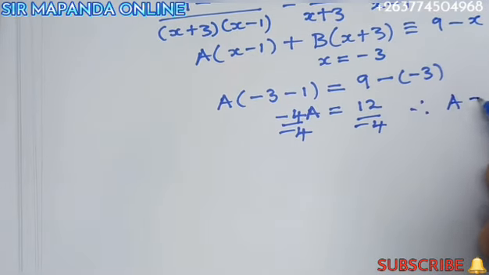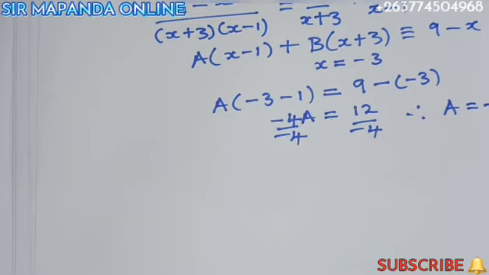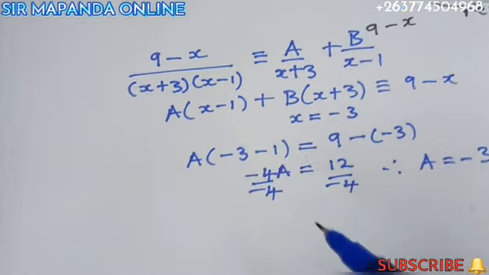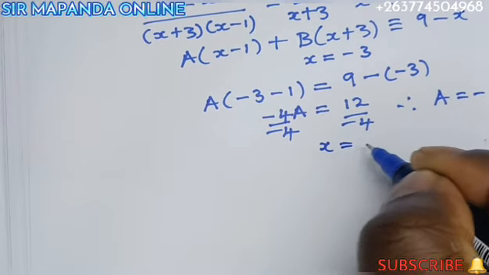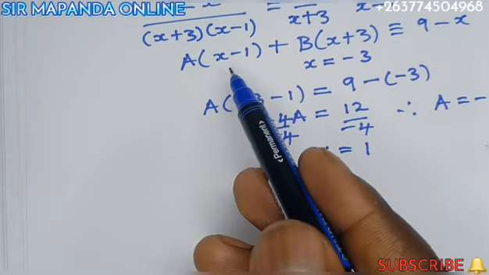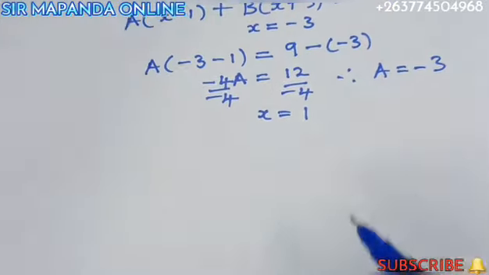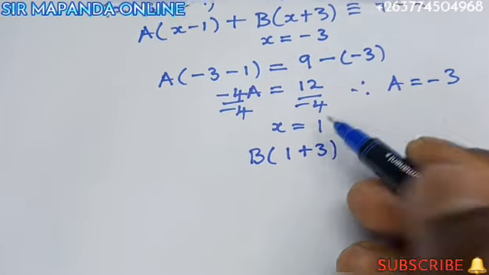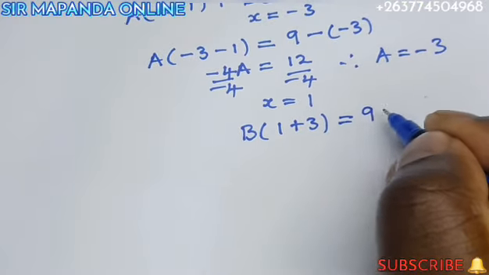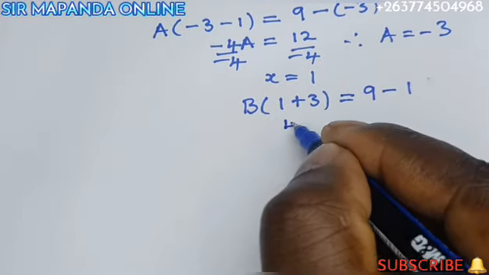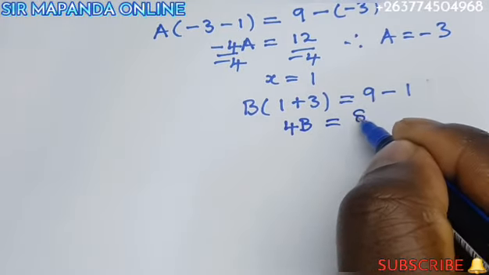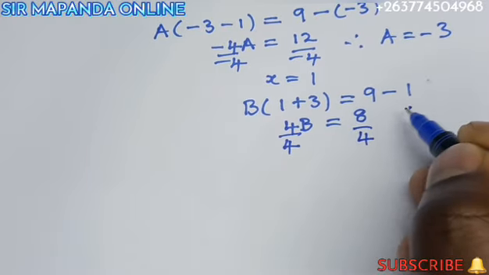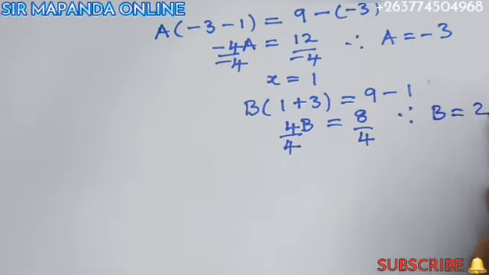Therefore, a is equal to minus 3. Then to find b, you eliminate the bracket of x using 1. So you are saying when x is equal to 1, the bracket of a becomes 0, so as to find b. So you'll have b, open bracket, 1 plus 3, putting 1 on x, is equal to 9 minus 1. You get 4b is equal to 8. Then divide both sides by 4. Therefore, b is equal to 2.